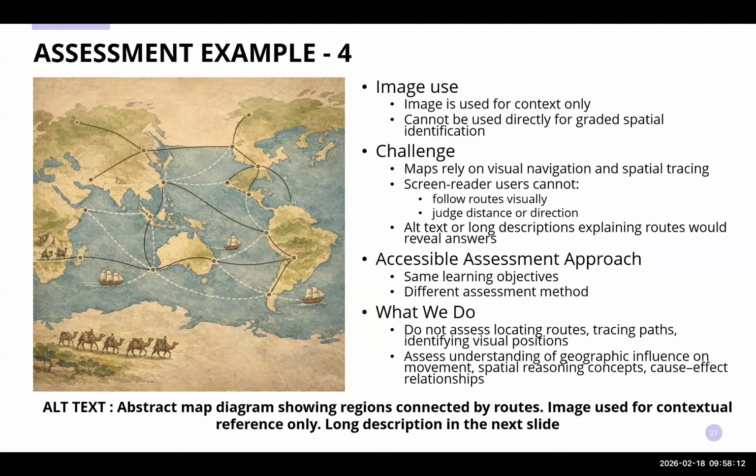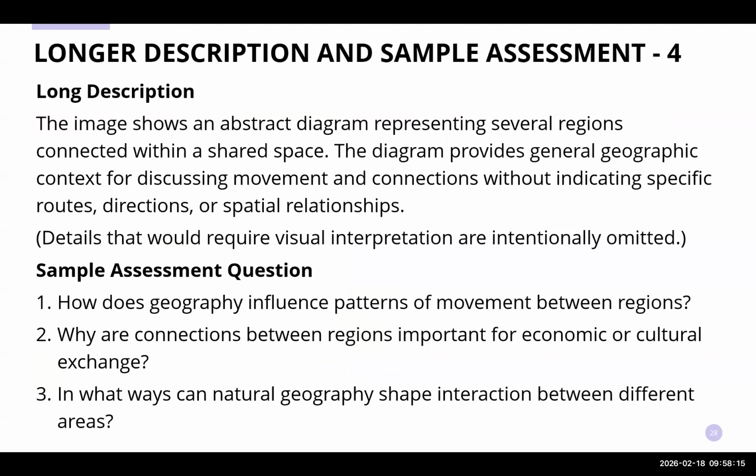Next slide, please. Now let us see how this abstract map works in an actual assessment, with the long description. As I mentioned earlier, in the lecture, they could get all the visual details. They could see patterns and rely on the routes that it provides. So if we ask a student to follow a route or find a particular location, again, it will not be accessible. So the solution is to use the image for context only.